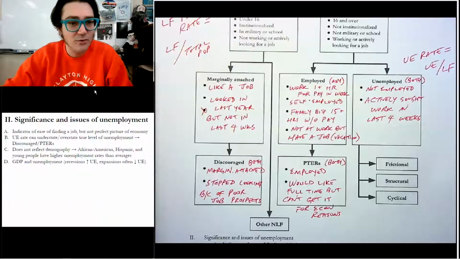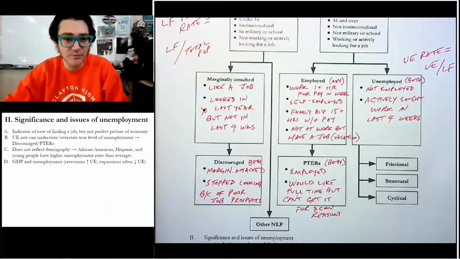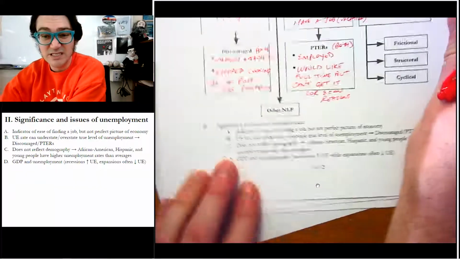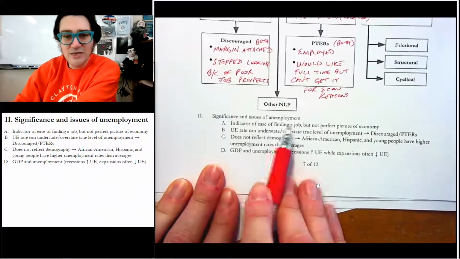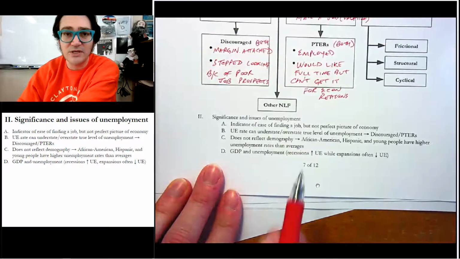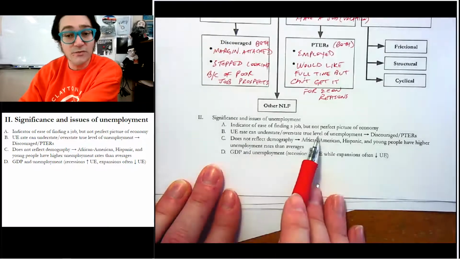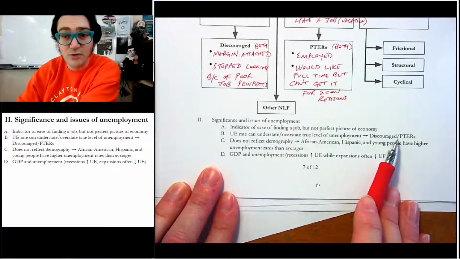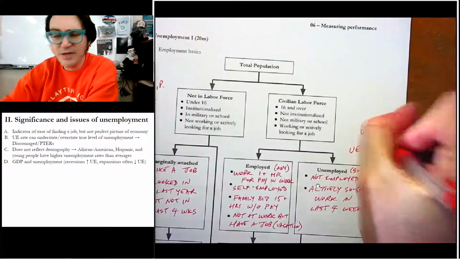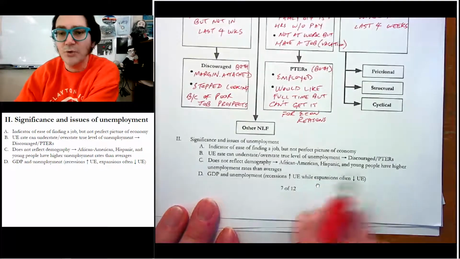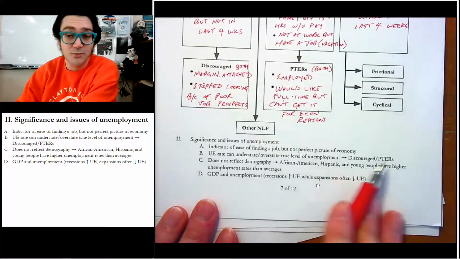Okay, so then we'll wrap up with a quick little discussion on some of the issues and the significance of unemployment. As I was alluding to, it's the indicator of ease of finding a job, but it's not a perfect measure. There's lots of measures of how the economy is doing. It can understate or overstate the true level of unemployment because the official rate, the U3, doesn't include discouraged workers or Peters. And by the way, you don't have to know U3 versus U6 and that kind of stuff. It's just technical fun stuff if you geek out on it like I do.